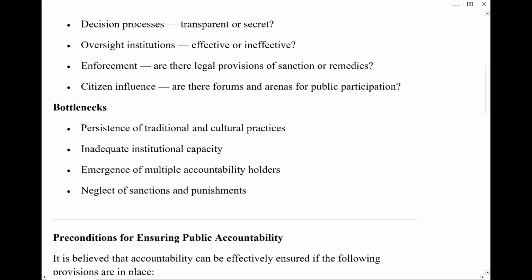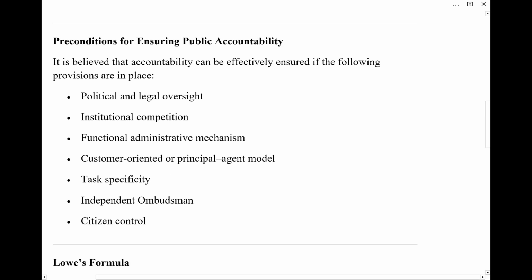Talking about bottlenecks, there is persistence of traditional and cultural practices which hinder accountability, inadequate institutional capacity, emergence of multiple accountability holders, neglect of sanction and punishment. These are the bottlenecks.